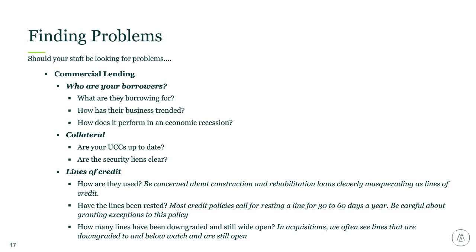Okay. One other thing that we see a lot of issues with is what we call resting, but cleanup is the other word for it, on lines of credit. And the question is, do they get cleaned up or rested for 30 to 90 days a year, depending on the policy? Be careful, obviously, about granting exceptions to this policy. And if they're not cleaned up, I would be very, very, very focused on this.